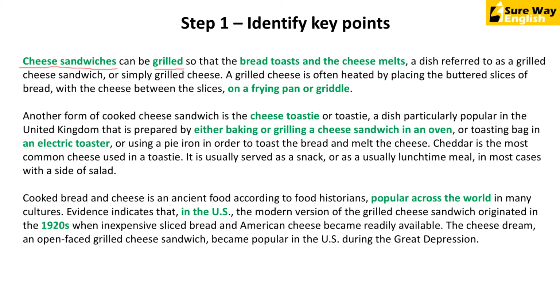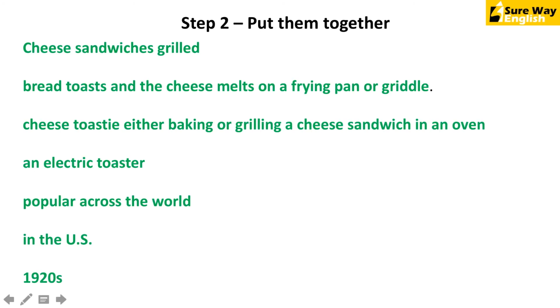They can be grilled, and so the bread is toasted and the cheese melts, and it can be done on a frying pan or a griddle. Another form of this cheese sandwich is the cheese toasty, made by baking or grilling a cheese sandwich in an oven or an electric toaster, and it's popular across the world, and in the US it's been there since around the 1920s. So those are the main points. Now we take those main points and we put them together.